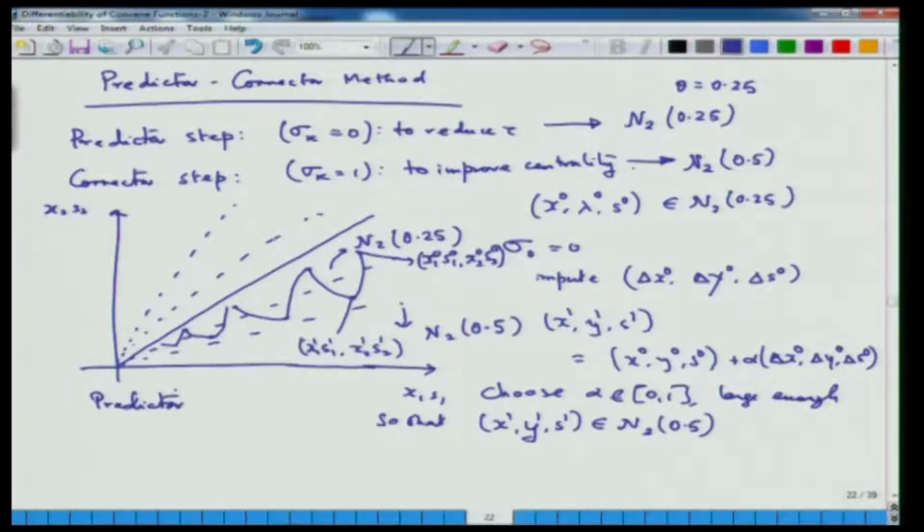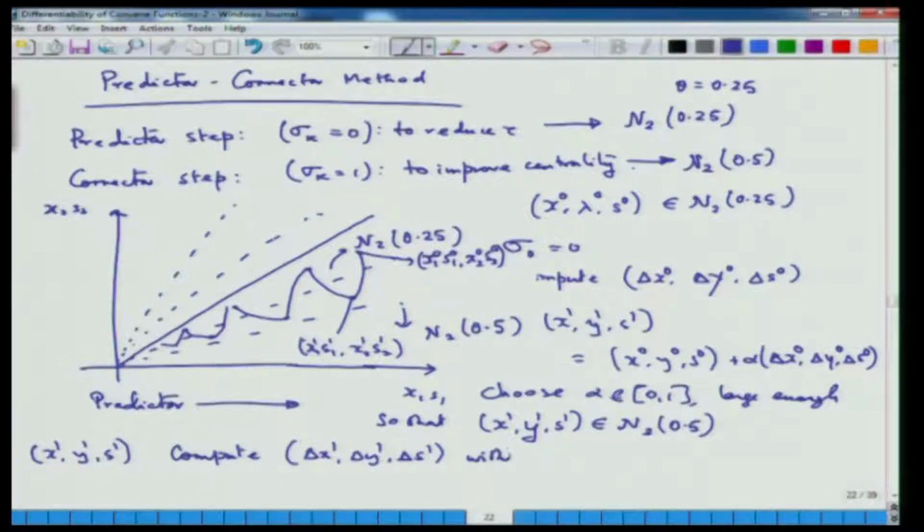This predictor corrector method is very close in idea to the predictor corrector method used for solving ordinary differential equations. So, that is the predictor part. Now, once I have that x1, y1, s1, I would now compute delta x1, delta y1, delta s1 with sigma k equal to 1.